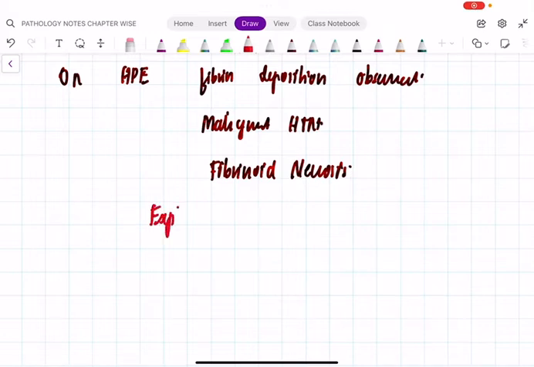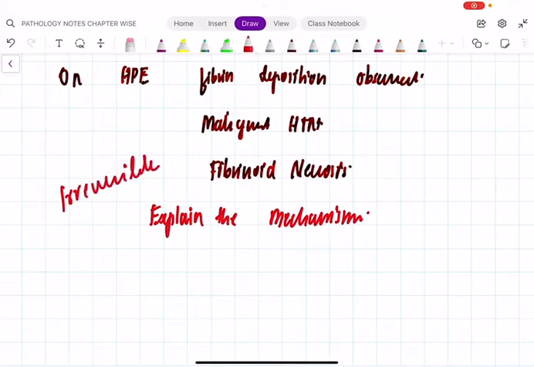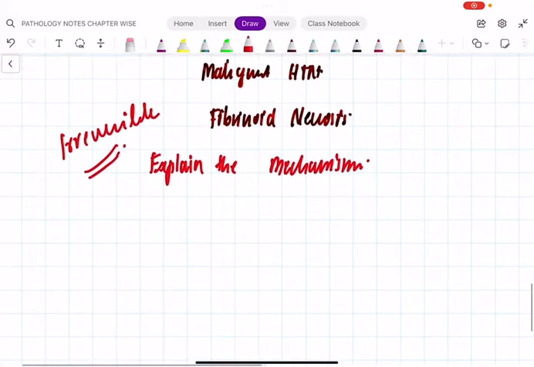explain the mechanism. Fibrinoid necrosis is what type of cell injury, children? Reversible or irreversible? Irreversible cell injury. You are going to explain the mechanism of irreversible cell injury. Then they may ask you another question.